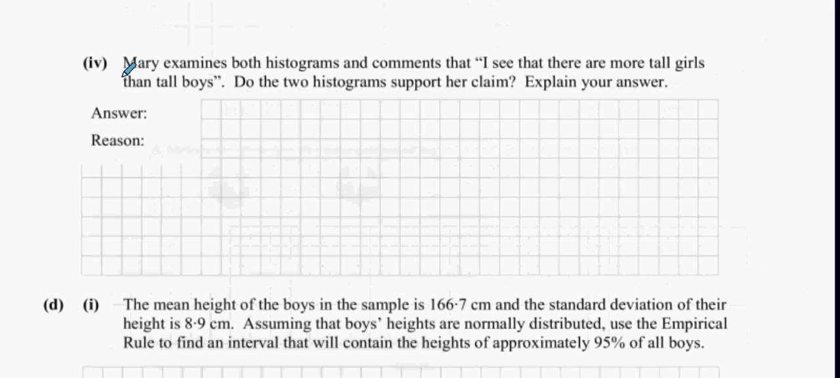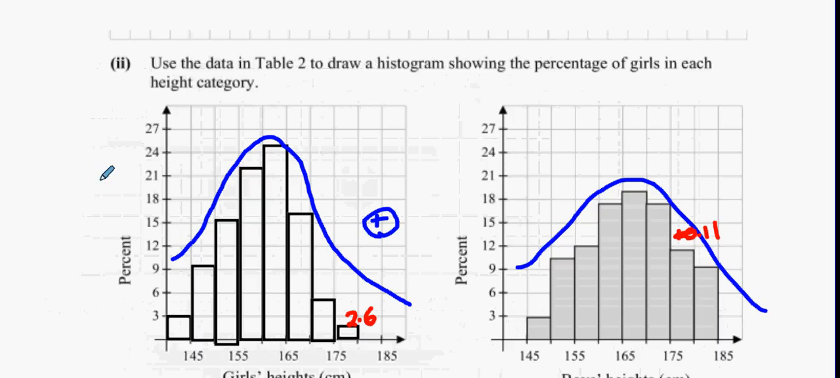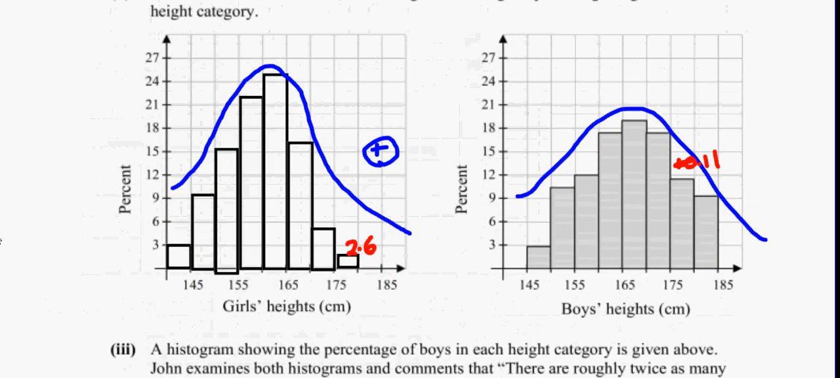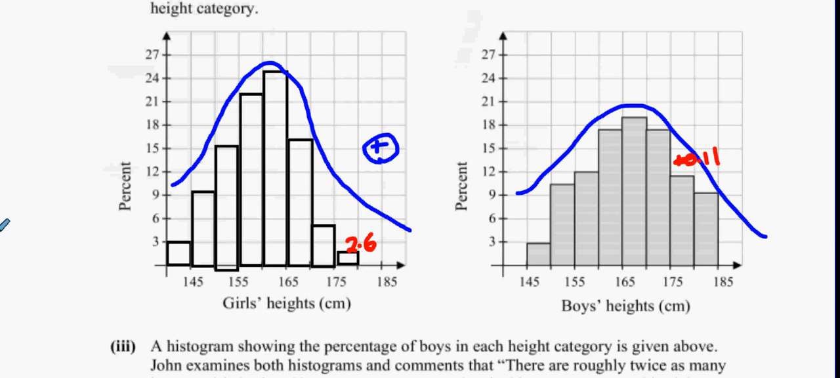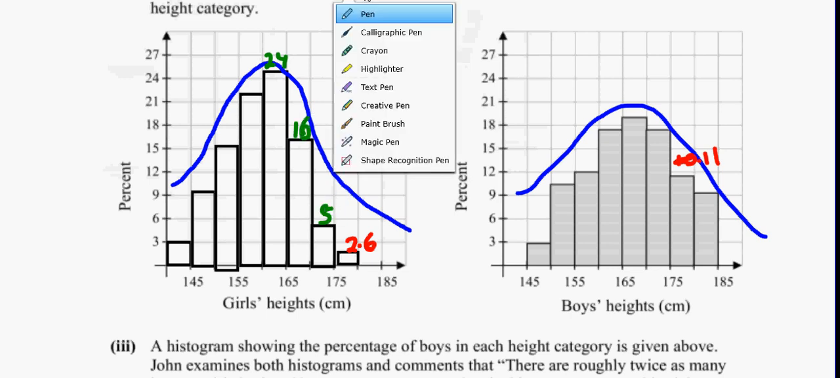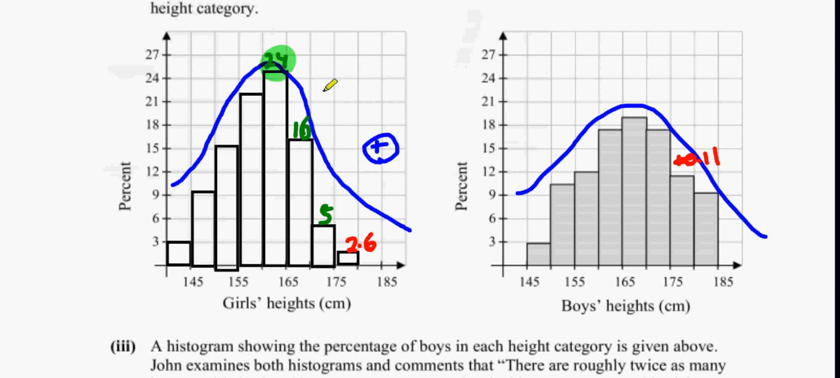No. Mary examines both histograms and comments: I see that there are more tall girls than tall boys. Does your histogram support her claim? Yeah, there's more tall girls than tall boys. You could roughly add them, couldn't you? That's 24, that's 16-ish, that's 5. What happens if you add all these numbers together? 41.